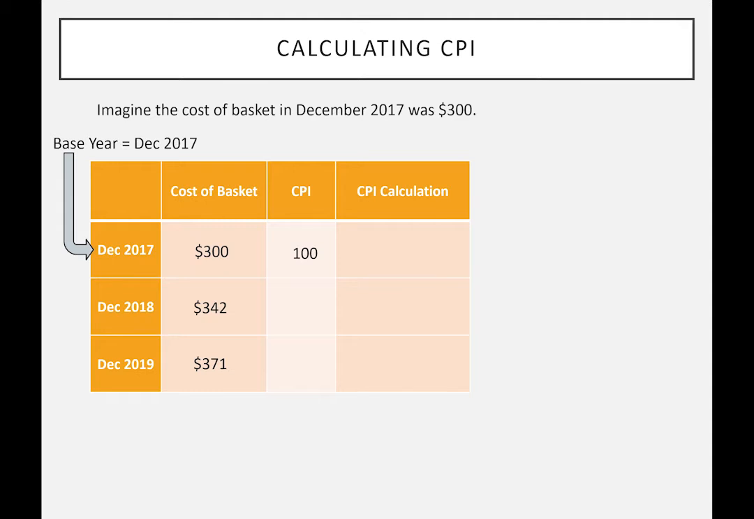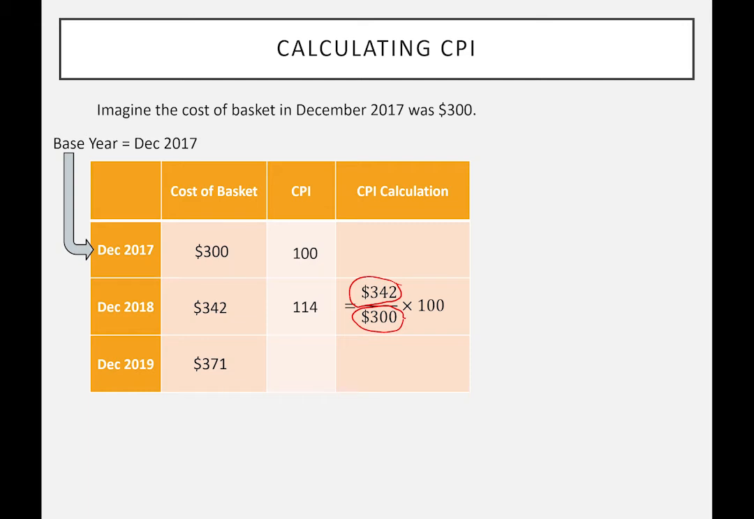So what do we do for subsequent years? To calculate the CPI in December 2018, the idea is to take the price of the basket in that year, 342, divided by the price of the basket in the base year. Exactly the same items, it's $300, and then multiply by 100. So 342 divided by 300 times 100 gives me 114. So then Statistics Canada, in effect, would announce the CPI for December 2018 as 114.